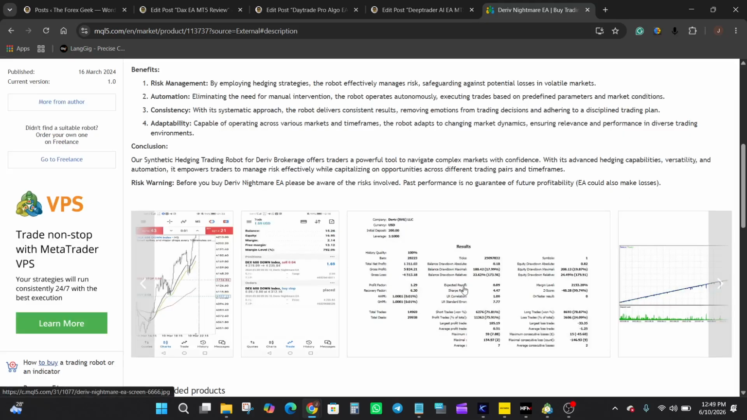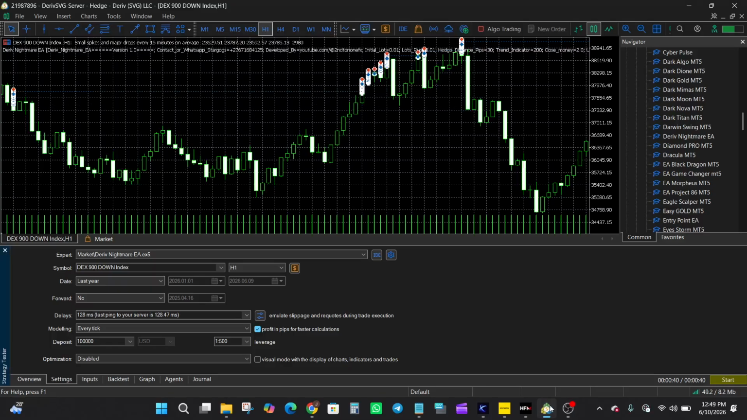All right, let's just quickly head over to our strategy tester. We are going to be testing the EA on DEX 900 down, which was one of the indices mentioned. So we are testing the Deriv Nightmare on DEX 900 down on the H1 time frame, and we are testing it over recent market conditions. So we are using 2026 data from the beginning of the year till date. And as for the delays, we are using the last ping to the server and every tick modeling, of course.